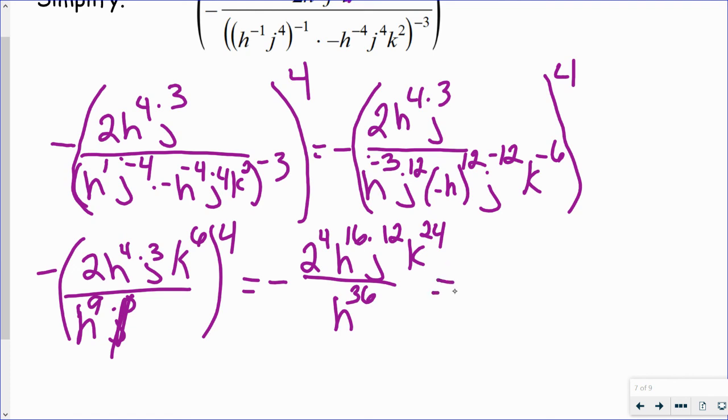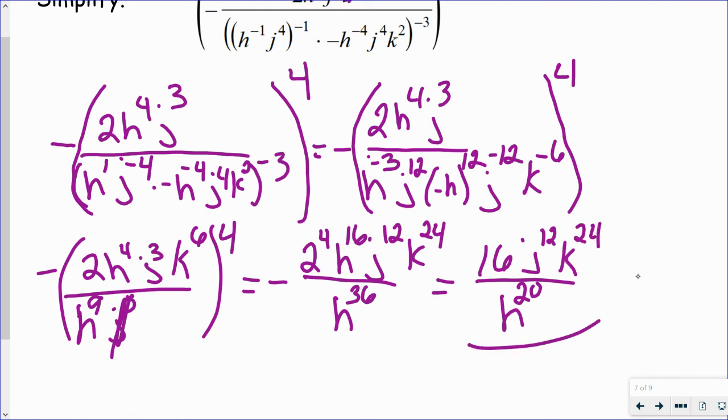Okay. Now I just have a little bit of work to do. 2 to the power of 4. If you need your calculator, take it out. That's 16. Do you see? Here's my h's. So that would be h to the power of 20. And then j to the 12th, k to the 24th. So it ends up not too bad at all.